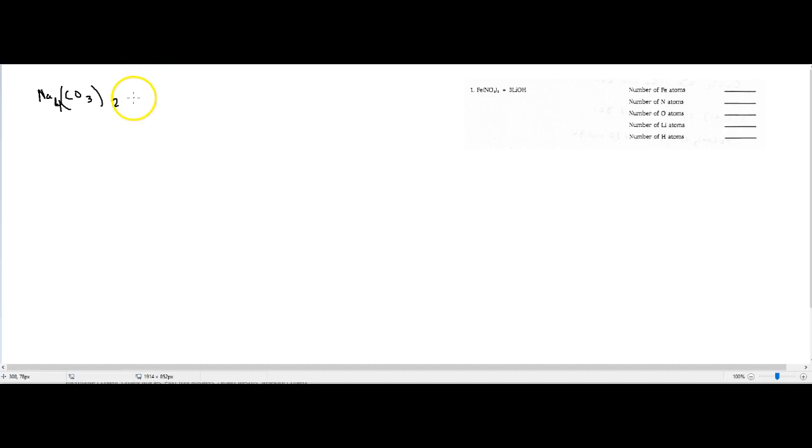What you need to know is that because of the parentheses, this 2 refers to the whole entire thing, everything inside here. So we would say there's Na, there's 4 of those, right? We would say C, there's a CO3 and another CO3 because of this 2. So there's 2 C's, and then since there's 3 oxygens, there'd be a total of 6 oxygens. Okay?